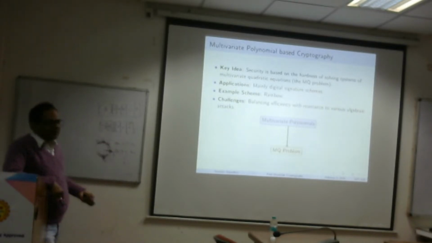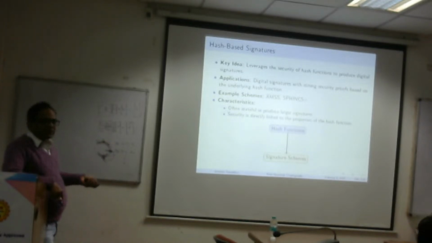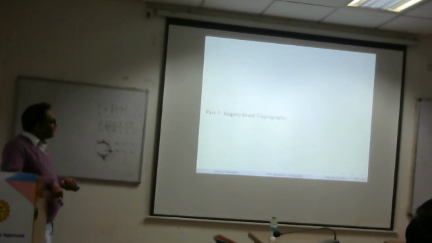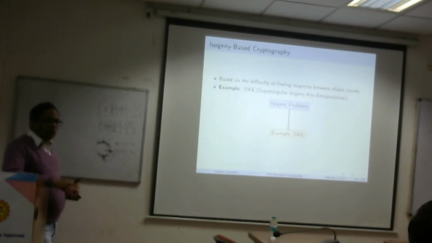So I stopped at this point, and then there is hash-based crypto. I also didn't make any slides for this. There are schemes like XMSS and SPHINCS, which are based on hash. So I did not make them. And the final one is isogeny. There is SIKE, but SIKE is already broken. So there is no scheme which is currently known about isogeny.